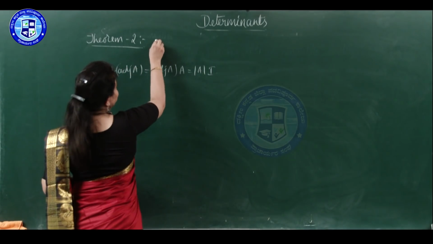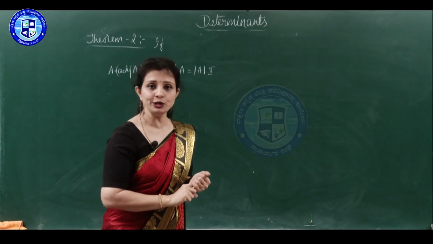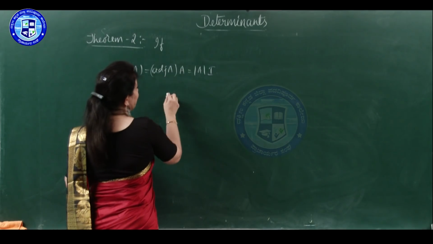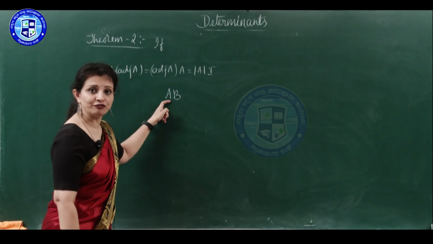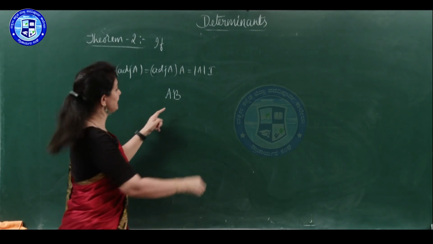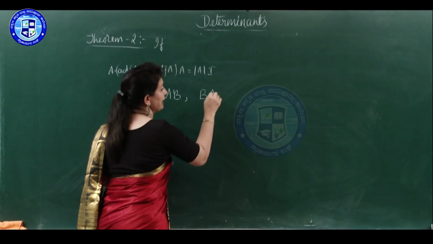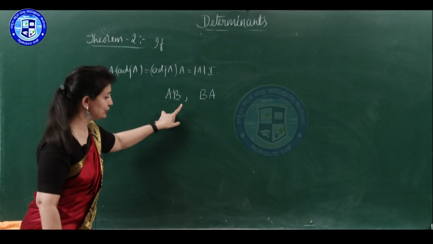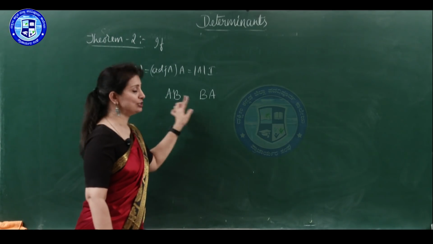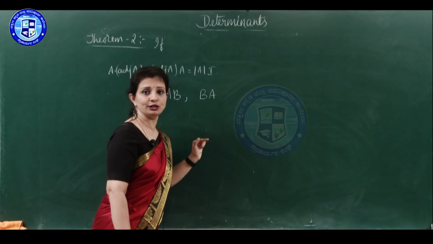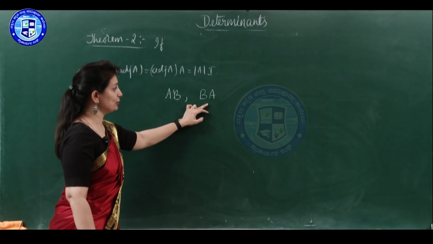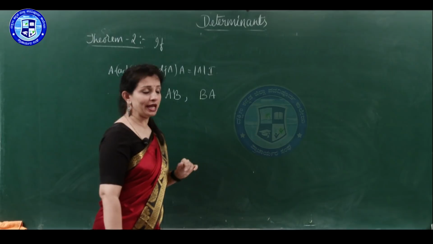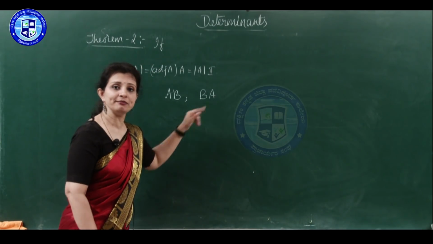Theorem 2 is, if A and B are two non-singular matrices, then A into B, the product of two non-singular matrices A and B, is also non-singular, and B into A is also a non-singular matrix. So, we can write AB is non-singular and BA is also non-singular. The order of A and B is the same, equal to n, and the order of AB and BA also will remain the same.